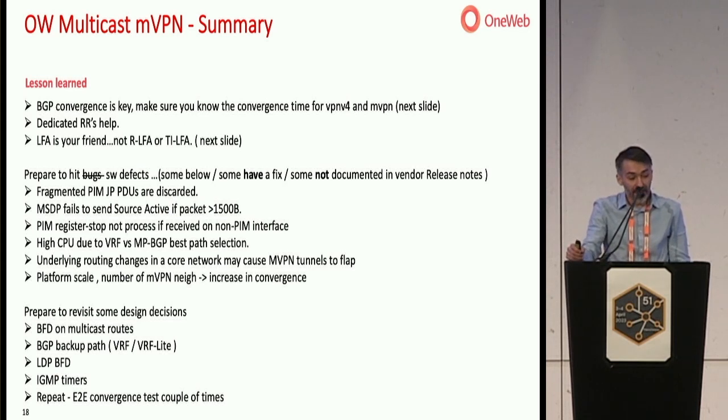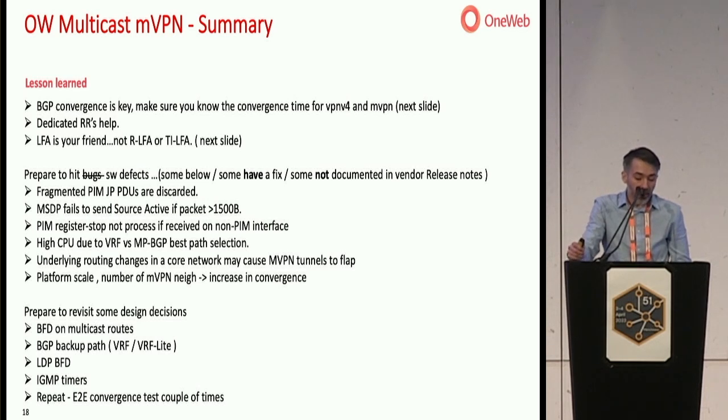Well, software defects, lots of them, of course. With this type of migration, it's bound to happen. Everything has a bug or two. The ones that we encountered are listed there, right? Fragmented PIM join and prunes are discarded. MSDP fails to send a source active if the packet is above 1500. High CPU, platform scaling, that's probably not a bug, but something that we only found out during the migration and in some race conditions.